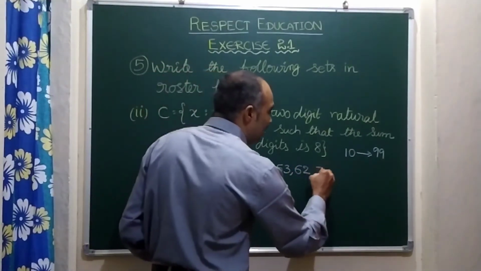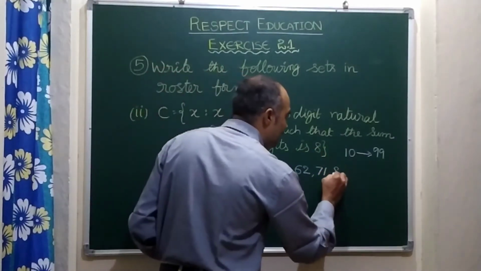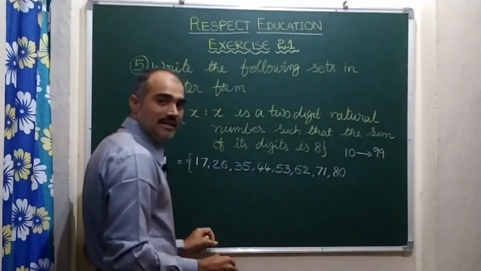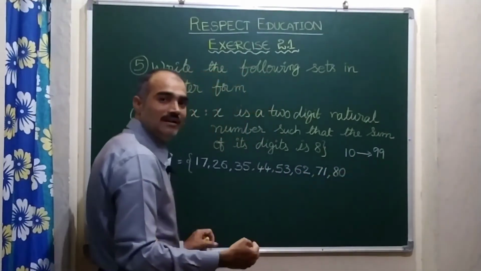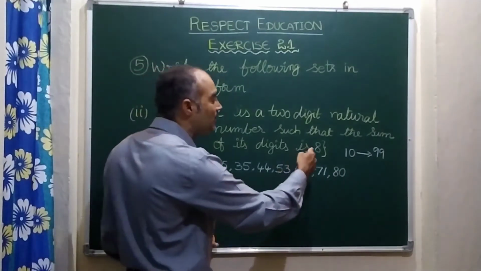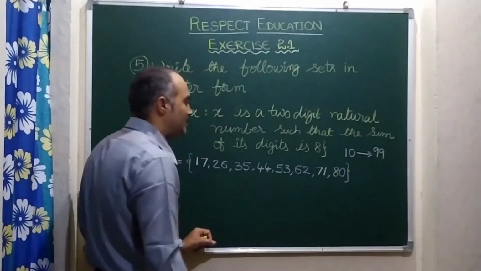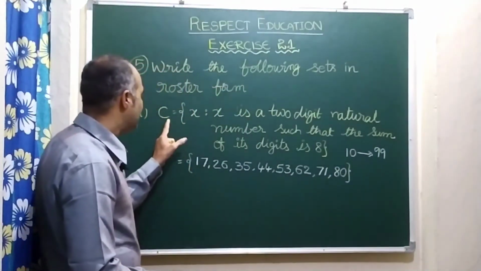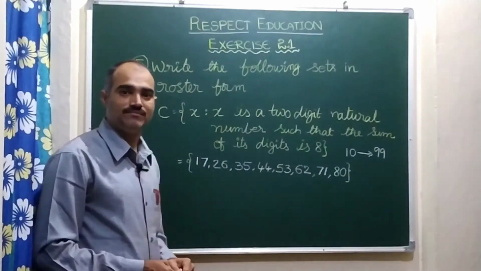In 70, 71, because 7 plus 1 is 8. In 80, 80 itself, right? In 90, you see, if you take 99, 9 plus 0 is 9. So nowhere you can get 8. So here we can stop writing these numbers. So for this bit, this is the roster form for this question.